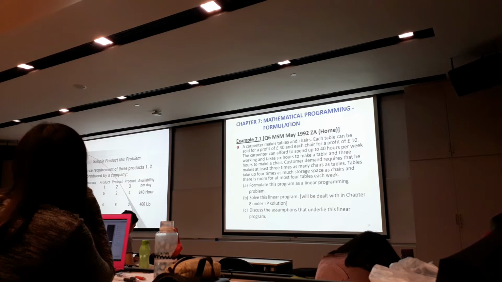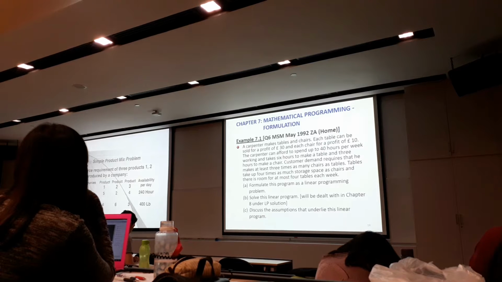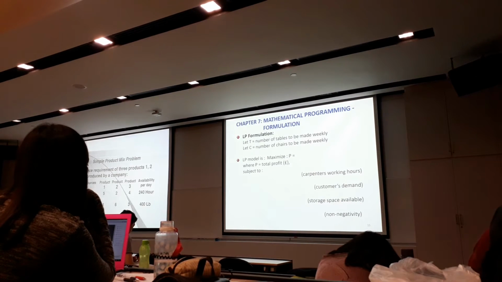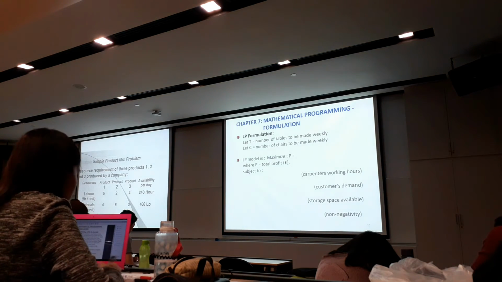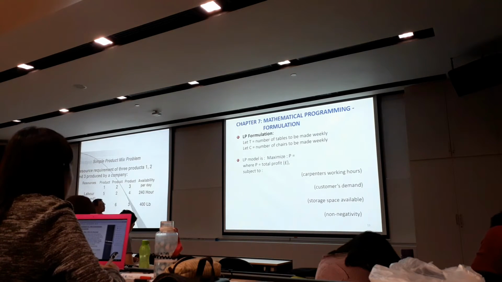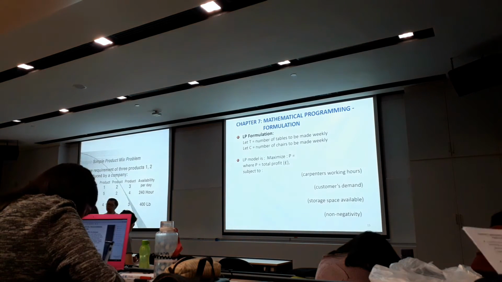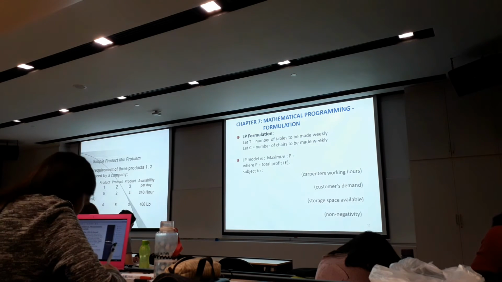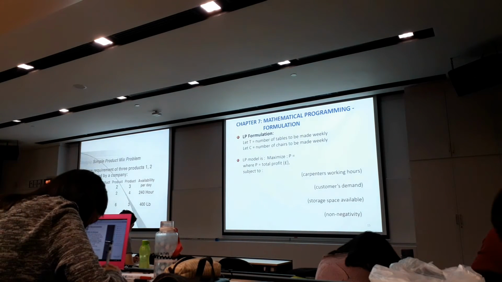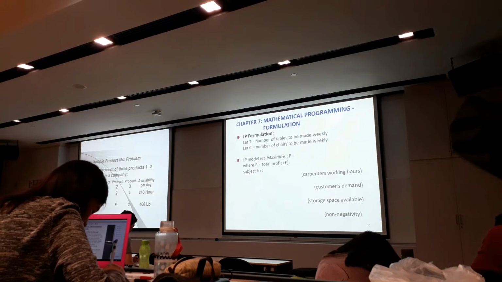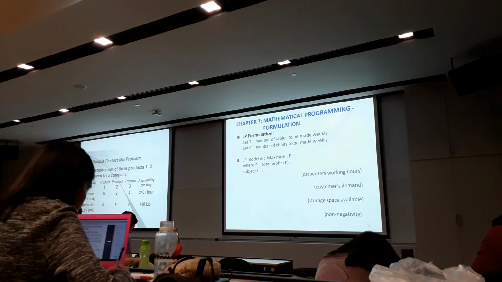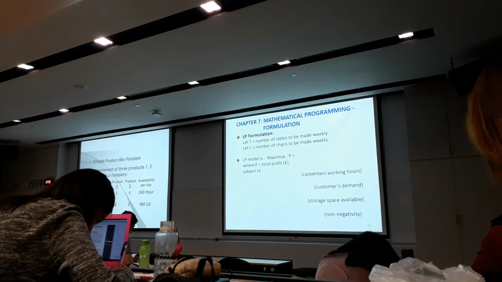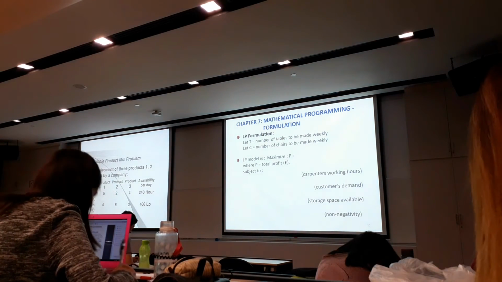I'll give you 5 minutes to formulate the linear program. The helping words are on the next page. Basically, define decision variables T and C. I also broke it down for you already. We are going to maximize profit subject to 3 constraints: carpenter's working time, customer's demand, storage space, and the non-negativity constraints. Work on it. After, we'll compare notes.